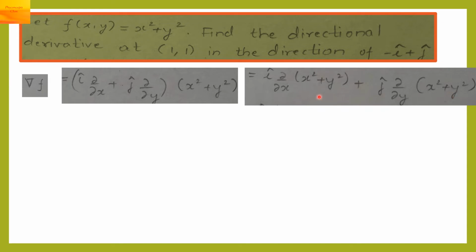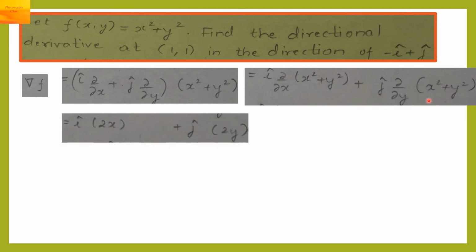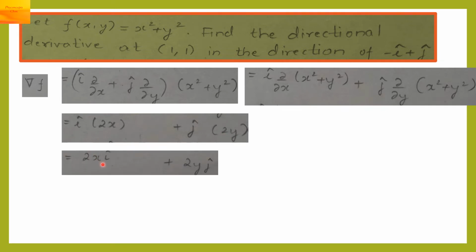Now we will differentiate as we had done in the earlier problem. First we differentiate with respect to x, and here we differentiate with respect to y. We differentiate the x term, that is x squared, so the differentiation is 2x. And here we differentiate y squared with respect to y, so that is 2y. So the answer is 2x i cap plus 2y j cap.